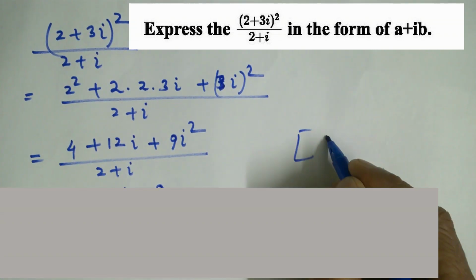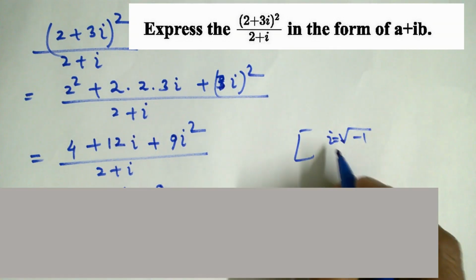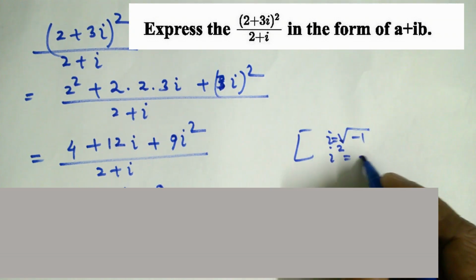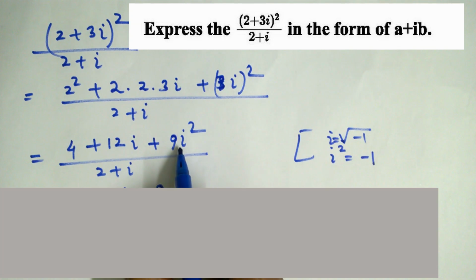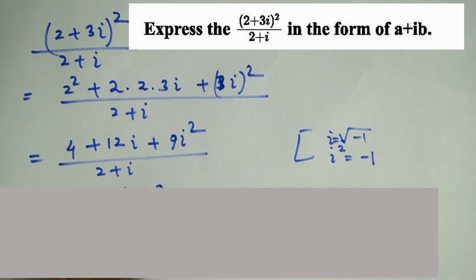See here how minus 9. We know that i is equal to root over minus 1. i is an imaginary number. i square is equal to minus 1. So 9 into minus 1 is minus 9. Now simplify more: 4 minus 9 is minus 5, plus 12i, by 2 plus i.